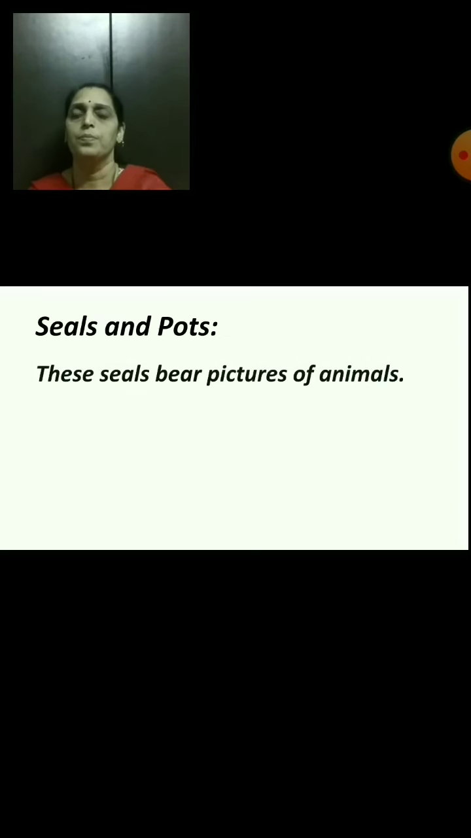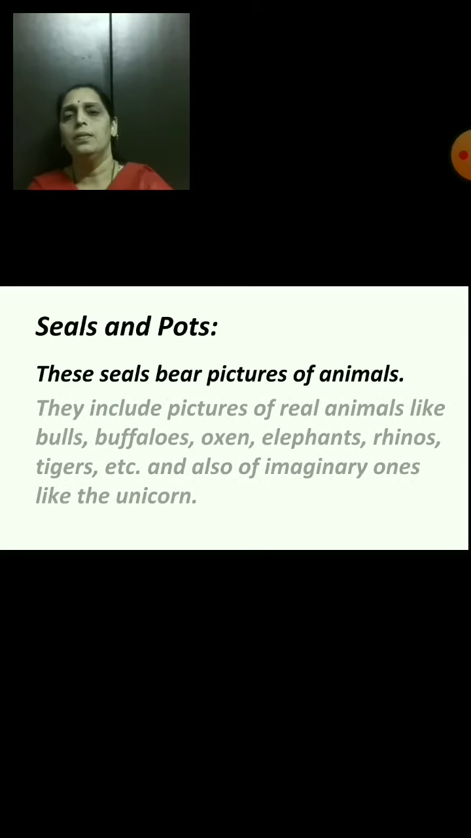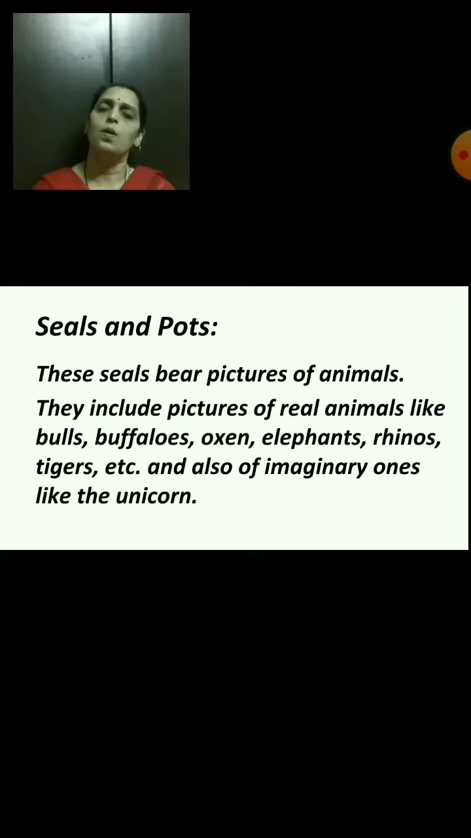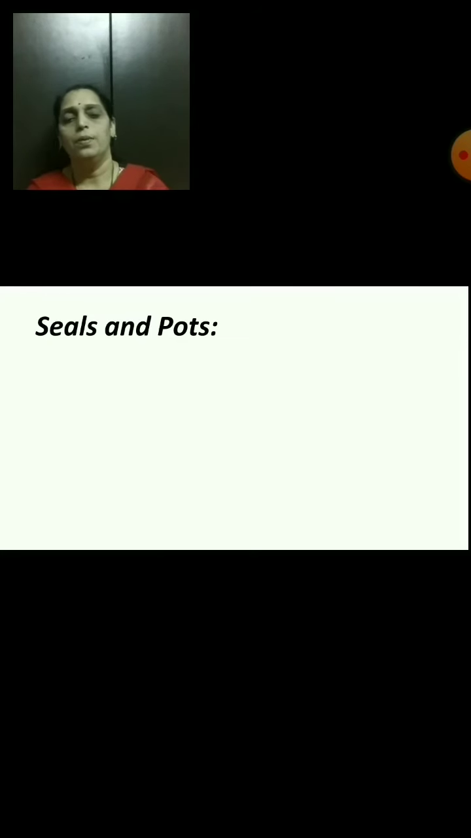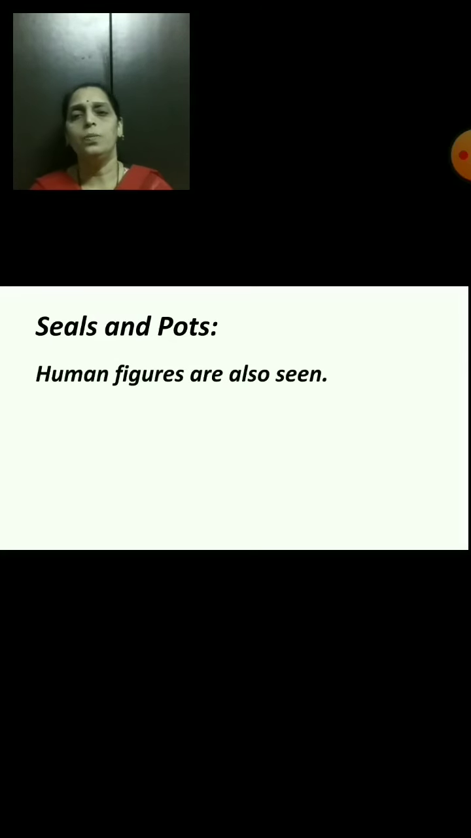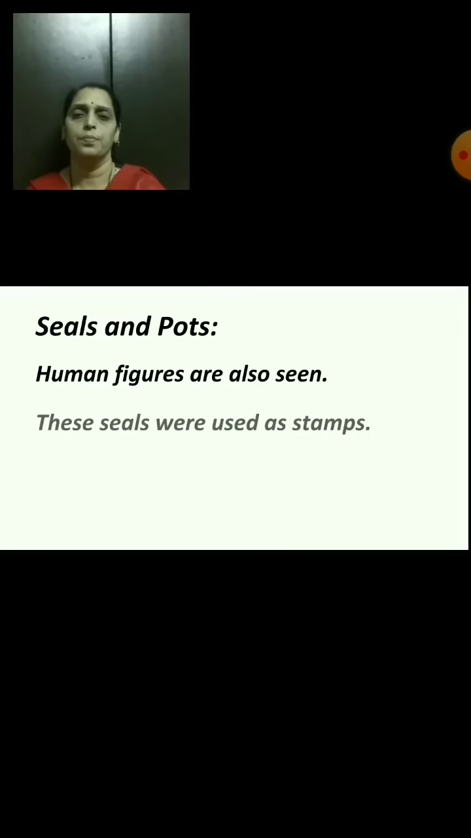Next, these seals bear pictures of animals. They include pictures of real animals like bulls, buffaloes, oxen, elephants, rhinos, tigers, etc. and also of imaginary ones like the unicorn. Now the next, human figures are also seen. These seals were used as stamps.